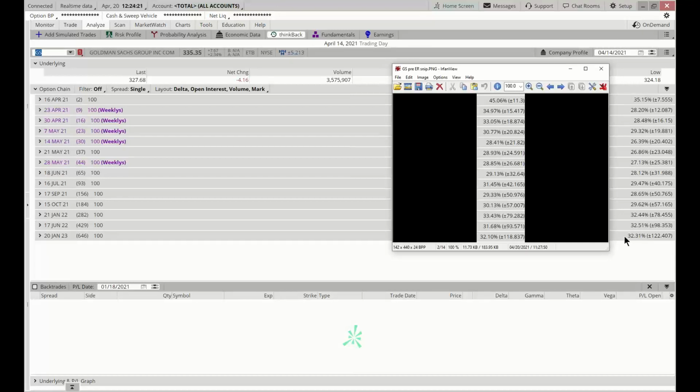selling strangles. I'm not a buyer of strangles, especially at earnings events, because they suffer from IV crush. But selling strangles, selling iron condors, selling premium benefits from IV crush through that Greek known as Vega. So I want to have a handle on how much IV crush to expect if I'm going to be playing one of those types of strategies, such as the iron condor, for example.